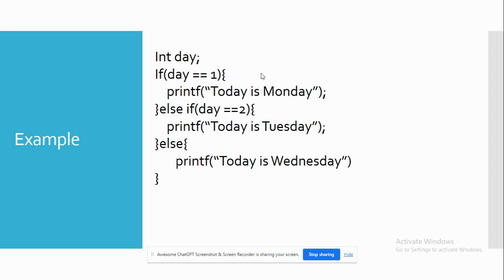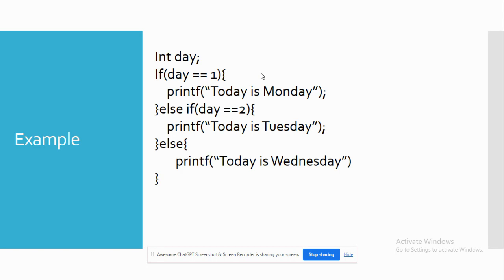For an example, you can see we have declared a variable of type integer, day. Now in the first part of it, we test if day is strictly equal to 1. If day is equal to 1, then we print today is Monday. The second condition, where we implement it using the else if, day is equal to 2, print today is Tuesday.